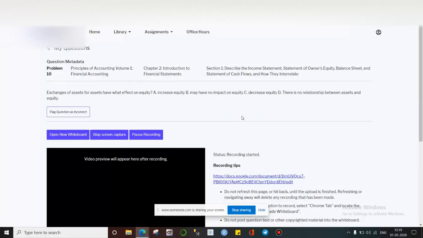Okay, so let's understand the correct solution. But before moving on to the solution, we will understand the accounting equation. That will help us to understand the derivation of the correct choice.